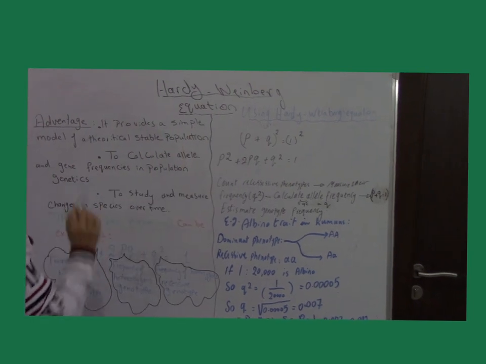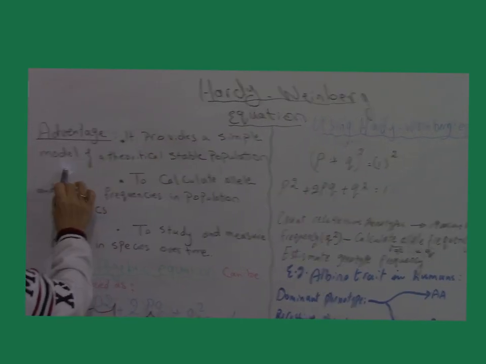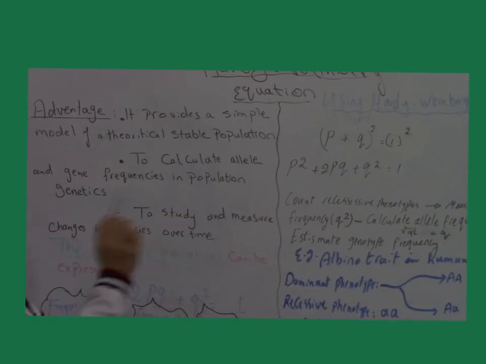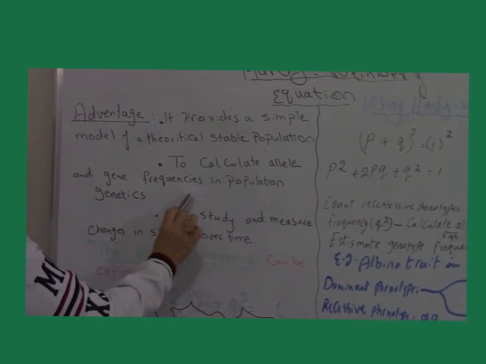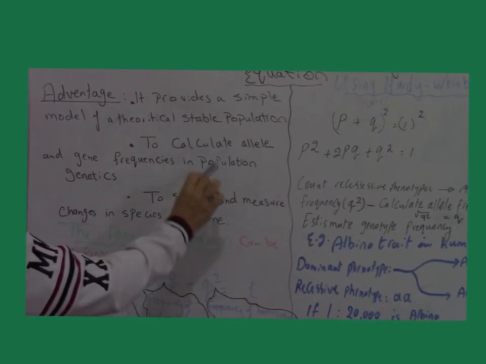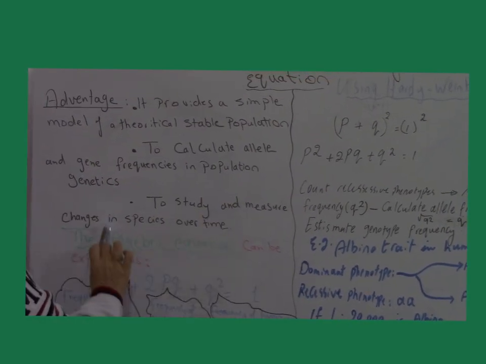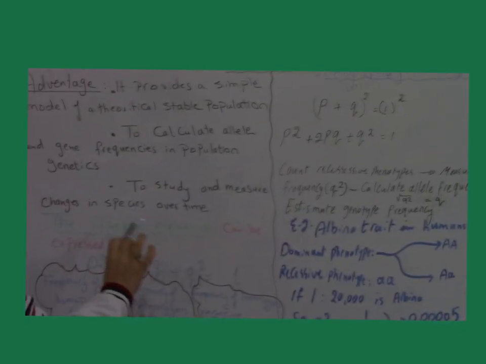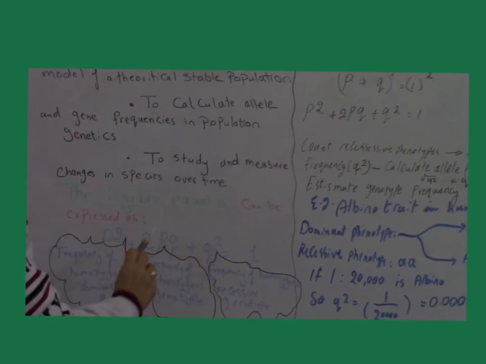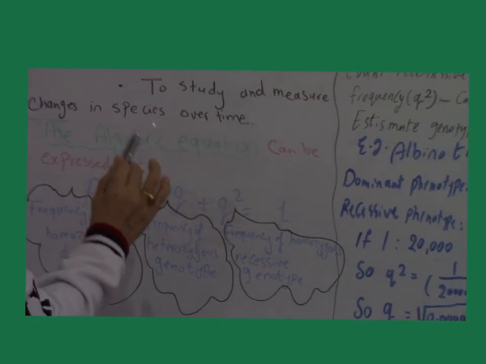Hardy-Weinberg equation. It has an advantage as it provides a simple model of a theoretical stable population where p plus q equals 1, to calculate allele and gene frequencies in population genetics. So by using the equation we are able to calculate allele frequencies and gene frequencies, to study and measure changes in species over time. You can find the change in allele frequency generation after generation.